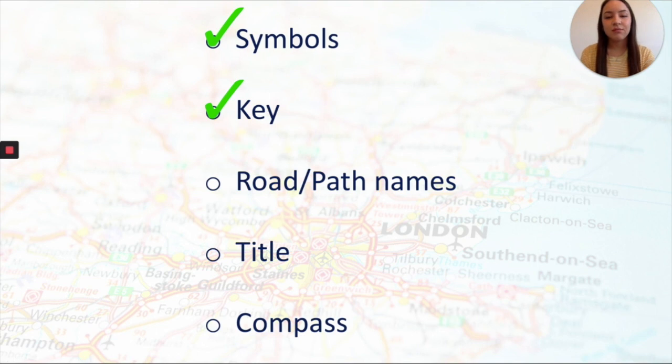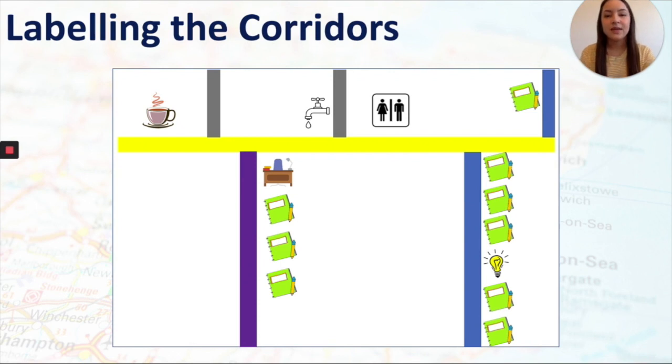Next on the list is road and path names. So in our case, because we're doing a map of the school, it will be corridor names. So we need to think about labelling the corridors. So here's my map with my symbols done as well. This is the yellow corridor, so I can put a yellow corridor label too. For the little grey corridors, it's a bit more difficult because they don't really have a name at school. So I'm just going to label them playground because we know that means that's the way to the playground. So can you pause the video here and label the last few corridors?